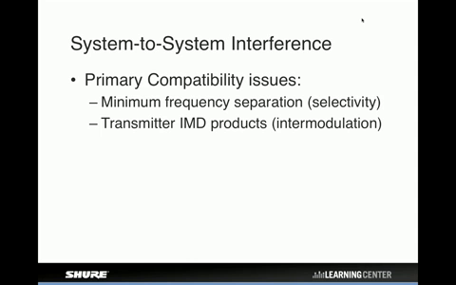So first of all, let's talk about system-to-system interference. These are the interactions that occur, or that could occur, when multiple transmitters and receivers are operating in the same location. There are a number of different interactions that could possibly occur, but the two that we're concerned about, because they're the ones that are most likely to be an issue, are minimum frequency separation and transmitter intermodulation distortion products.